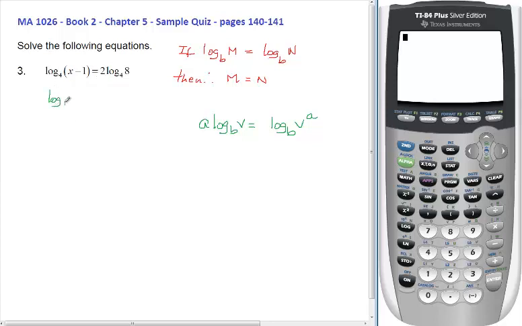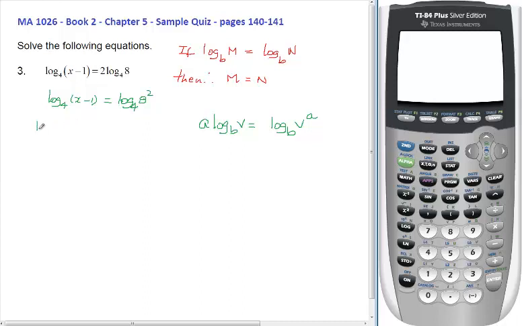So I've got log base 4 of x minus 1. That stays the same. Notice there's nothing in front of this log except 1, so there's nothing to move. It equals log base 4 of 8 squared. Okay? So now I have nothing in front of either log except the coefficient of 1. I'm okay here, and I'm okay here. Now I can actually drop the logs.